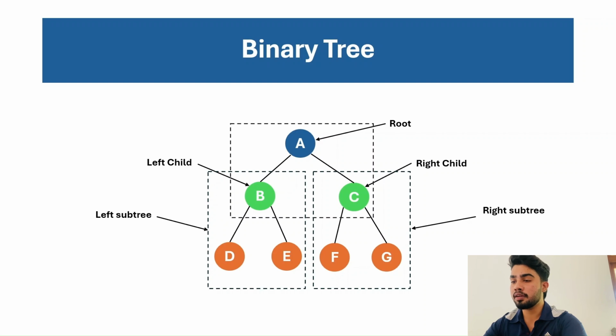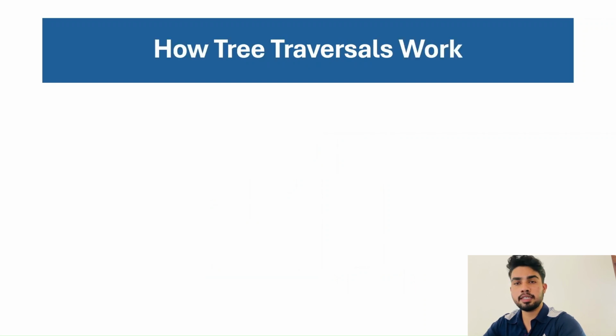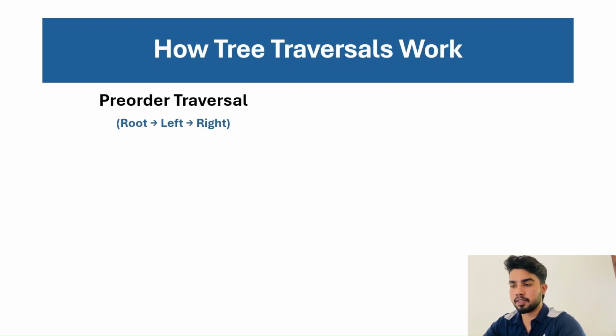So now that we understand what a binary tree looks like, let's see how we can visit all nodes in a tree by using traversal methods. To visit all nodes in a binary tree, we use a method called tree traversal. A tree traversal means visiting each node exactly once but in a specific order. Let's start with pre-order traversal. In pre-order traversal, nodes are visited in the order root, left child and right child.